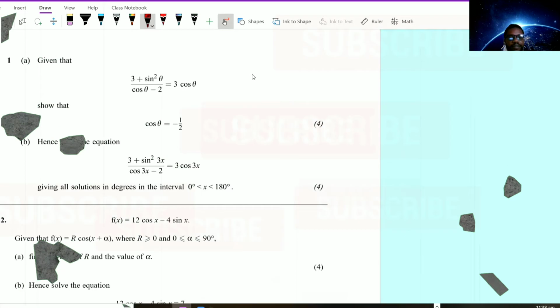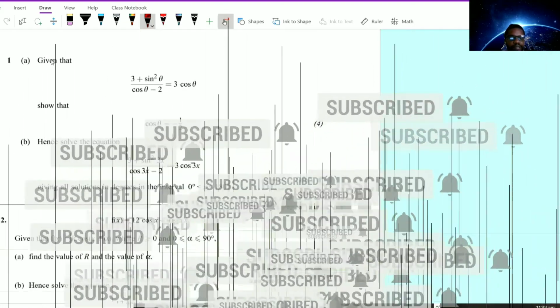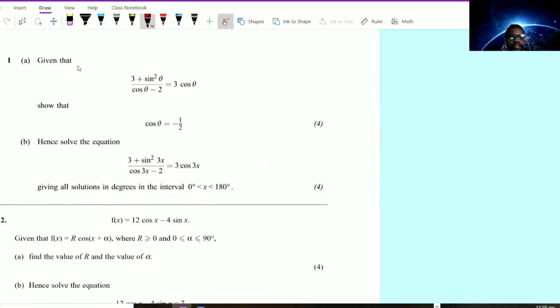Today we'll be looking at a sample Module 2, Pure Maths Unit 1, Internal Assessment. Without further ado, we get right into it. And it says 1a, given that (3 plus sine squared theta) over (cos theta minus 2) is equal to 3 cos theta, show that cos theta is equal to negative a half. All right, so let me just start by rewriting this. We have (3 plus sine squared theta) over (cos theta minus 2) is equal to 3 cos theta.